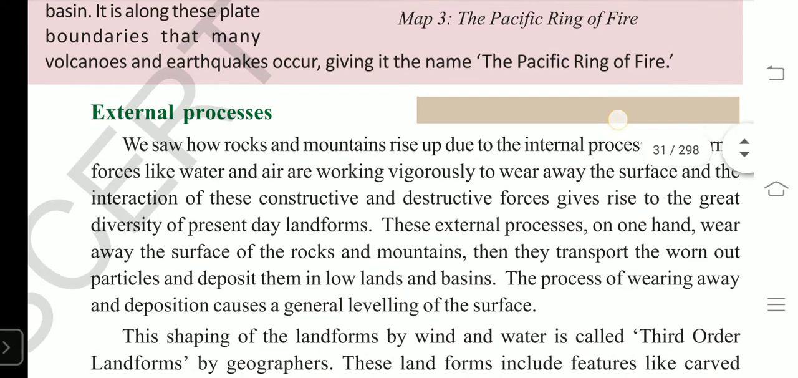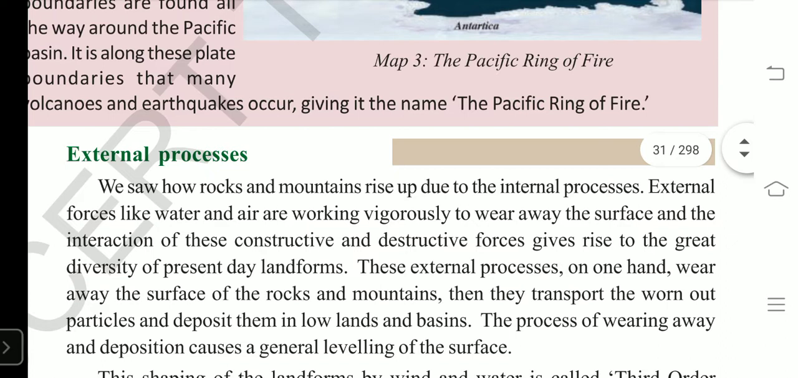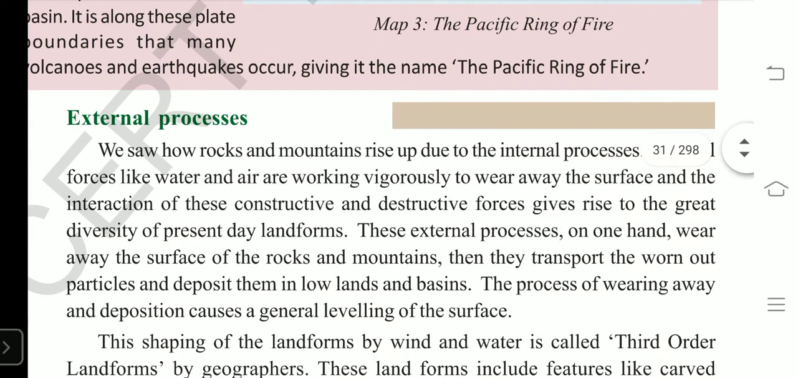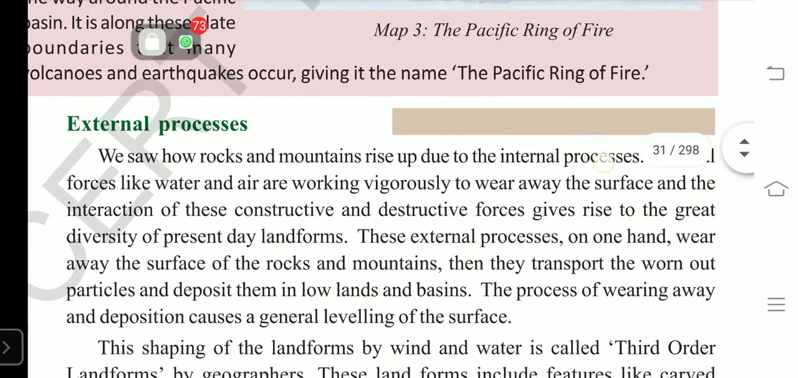That means to remove the surface. The interaction of these constructive and destructive forces gives rise to the great diversity of present-day landforms. The external processes on land wear away the surface of the rocks and mountains. When wind blows and water flows, we see that they cut the top surface of the rocks and mountains, and transport those worn-out particles and deposit them in lowlands and basins.